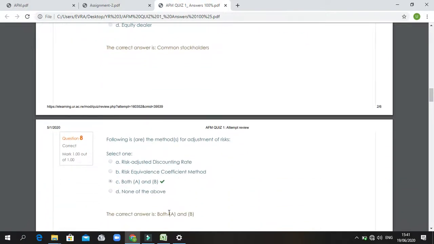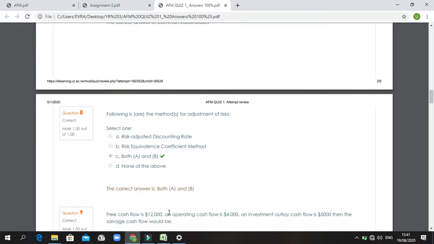For question number 8, they say that the following is a method of adjustment of the risk. Select the one. Here, the risk adjusted discount rate and the risk equivalent coefficient method. All these methods are used, meaning that A and B are used.